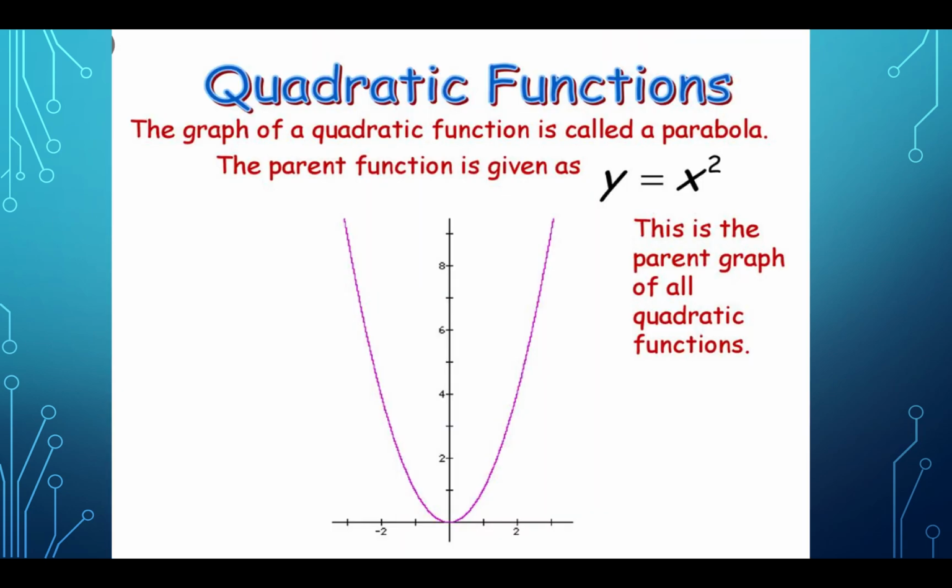So this is what our quadratic function looks like. It's a parabola, and our parent function here is y equals x squared. And this is the parent function of all quadratic functions. So anything else, any other graph is going to basically be a play on this parent.